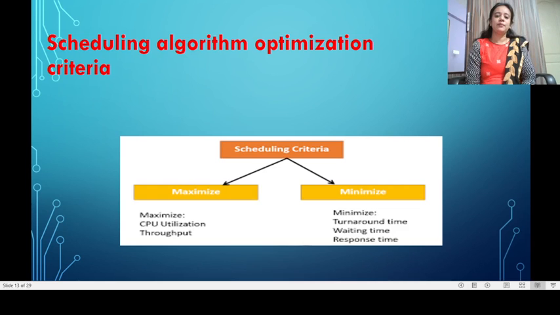What things should be maximum? According to scheduling criteria, CPU utilization and throughput should always be maximum. And what things should be minimized? Turnaround time, waiting time and response time should be minimized.